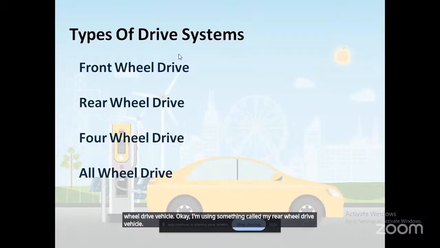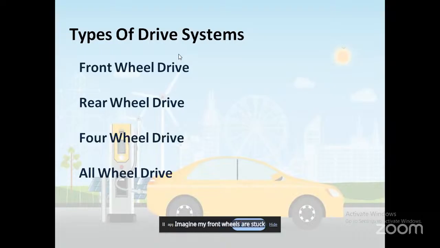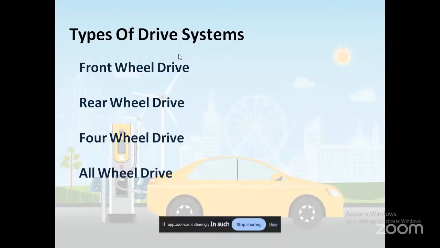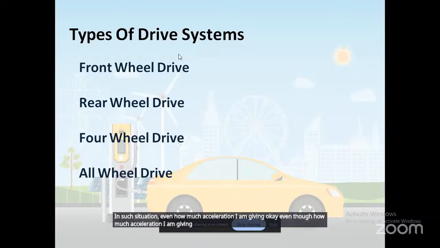Imagine my front wheels are stuck in that wet road, and the back side of the vehicle came up. So imagine there is a slanted position of the vehicle. Only the front wheels are on the road, and the rear wheels are in the air. In such a situation, no matter how much acceleration I give, only my rear wheels are rotating continuously. Since the rear wheels are in the air, my front wheels are not getting any support or any power.